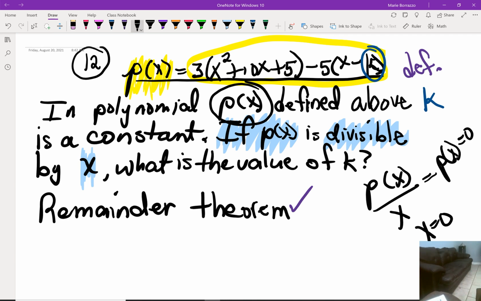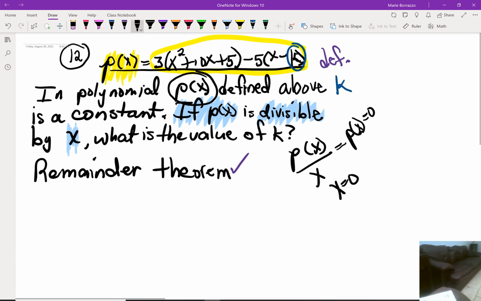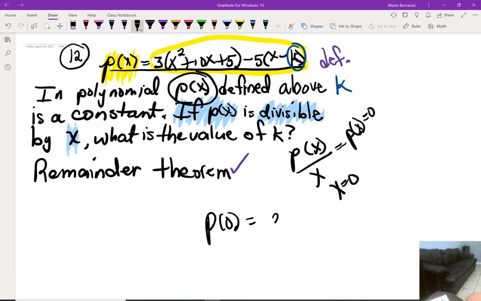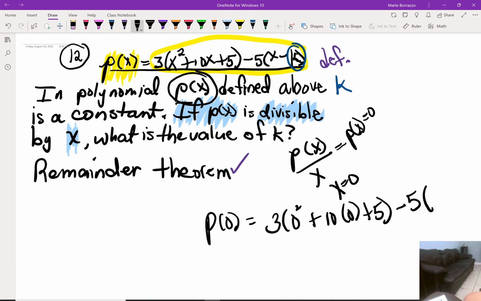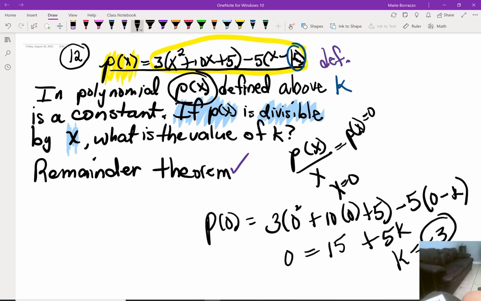So let me give you the short version of the explanation first. If I substitute p of 0, this is equal to 3 times 0 squared, plus 10 times 0, plus 5, minus 5, times 0 minus k. And when you solve this, you get 0 is equal to 15 plus 5k. And if we solve for k, we find that k is equal to negative 3, which would have been your answer choice A.